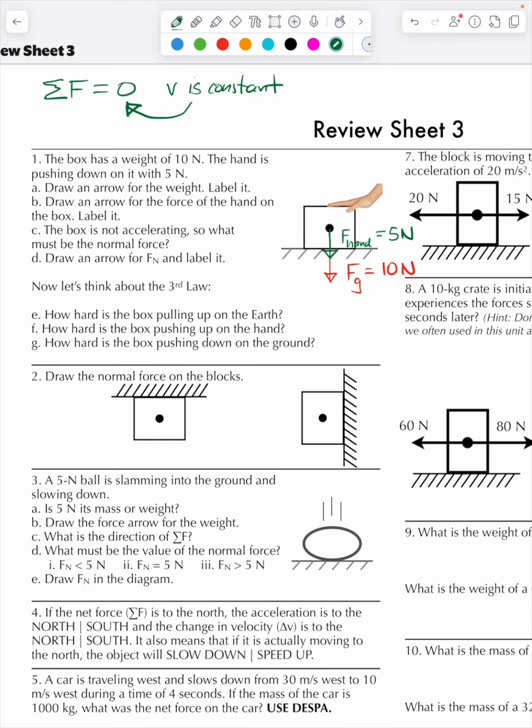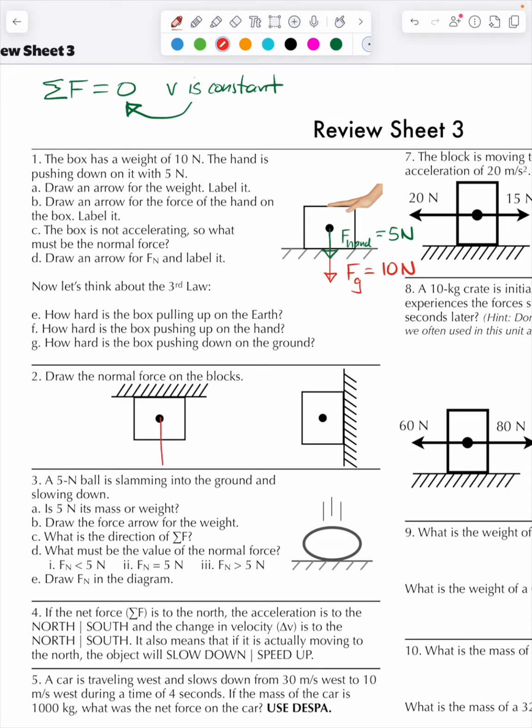So going back to the problem, I said the box is not accelerating. Obviously, it's just sitting there against the ground. So what must the normal force be? Well, let me ask a question before that. What must be the net force on the box, the sigma F, if it's not accelerating? 0, right? So the other force acting on it is the normal force. And again, I didn't do these questions in a good order. I haven't even introduced the normal force on this review sheet. The normal force is the force of a surface pushing on an object. In fact, let's interrupt myself and go to number 2 there and just draw those. So here's a box against the ceiling on number 2. Draw the normal force.